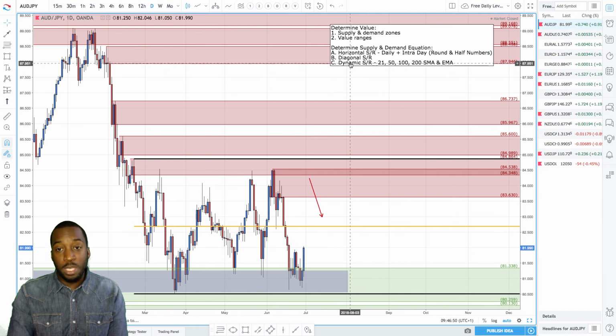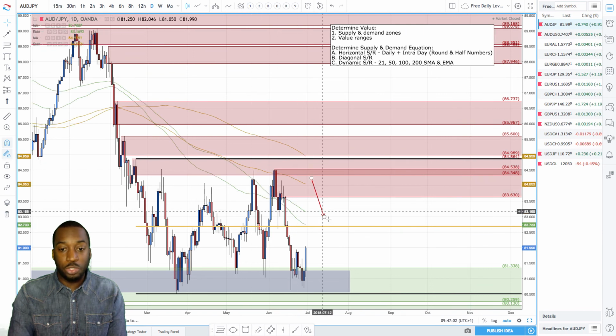And then we get some dynamic support and resistance. Dynamic support and resistance is really just moving averages: the 21, the 50, the 100 and the 200 EMA and SMA. So this is the 100 and the 200.